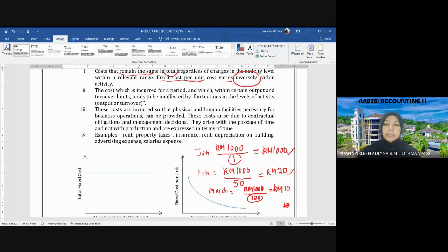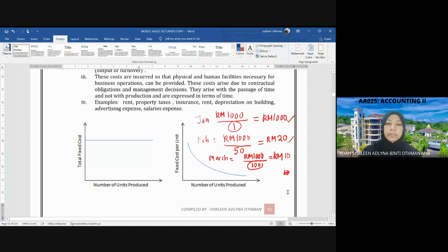Okay, that's why if you look at the graph below, this one. For fixed cost per unit, when you increase the level of units produced, the graph will form like this, so it decreases inversely. Alright, but for total fixed cost, no matter how much you produce, right? Its value stays the same. So let's say my rent is 1,000, so no matter how many units I produce, or even if my level of activity is 0, I still need to pay RM1,000 for the rent. Alright, okay, that is the characteristic of fixed cost.